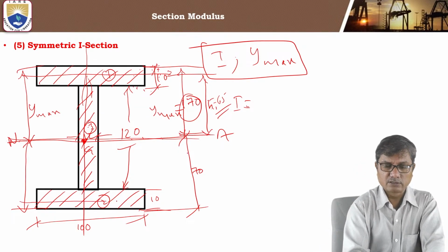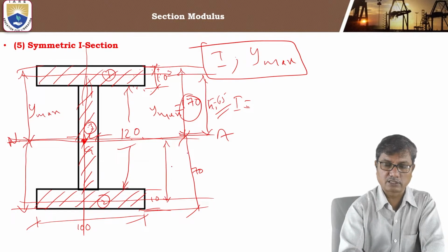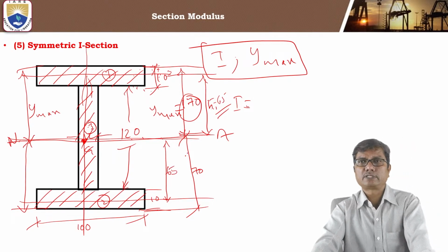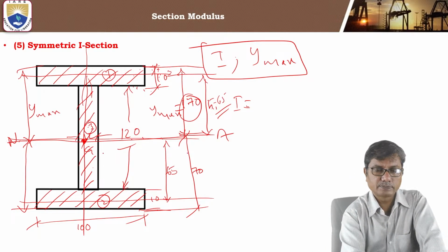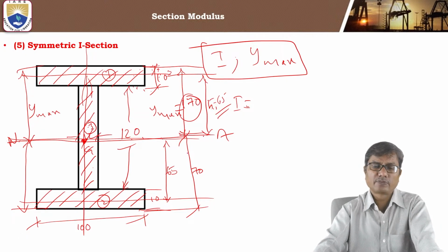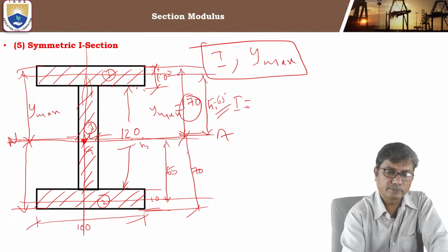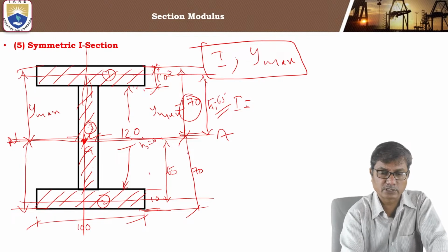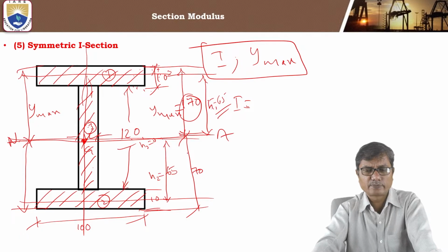Similarly, the centroidal axis of part 2 and centroidal axis of the entire section are also separated by a distance of 65, and the centroidal axis of part 3, that is web, coincides with the centroid of the section as a whole. So the distance h3 will be 0 because it is passing through the centroid of web. They both coincide, so distance will be 0.